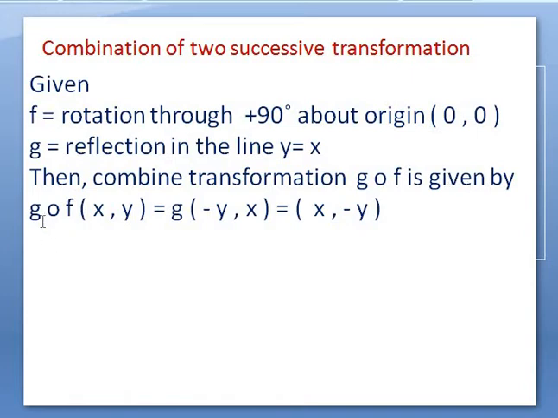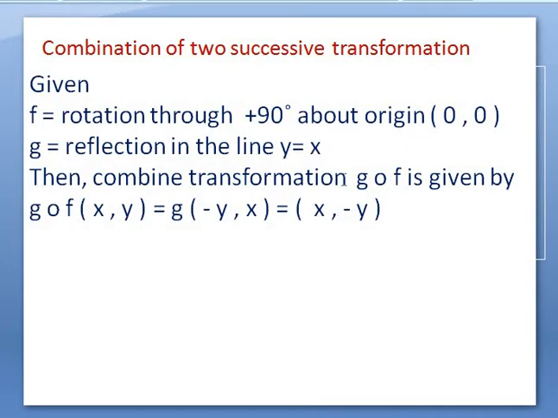So this is given by gof(x, y) equal to g of the image of (x, y) under the rotation of plus 90 about origin, which is (minus y, x). And this image is again transformed by the reflection. So the final image is (x, minus y).